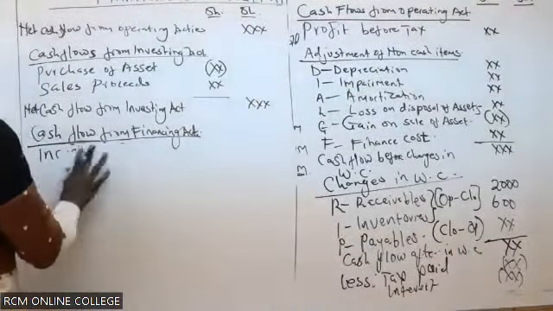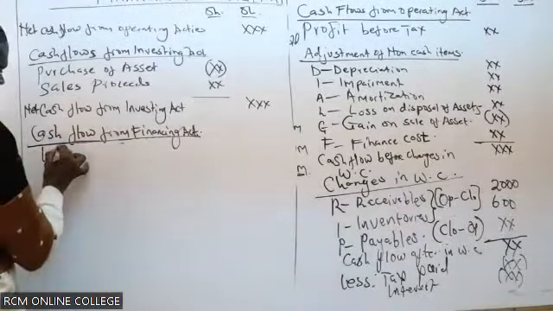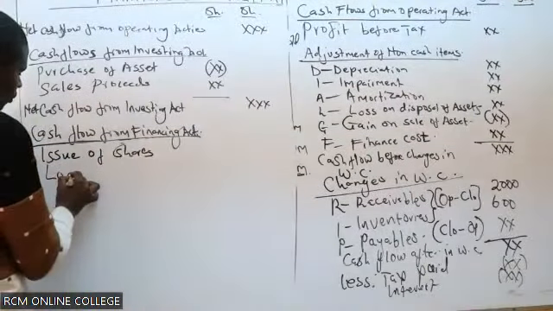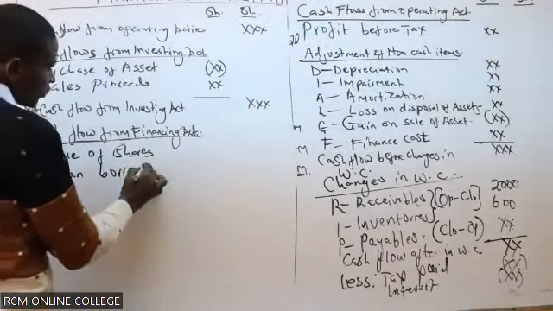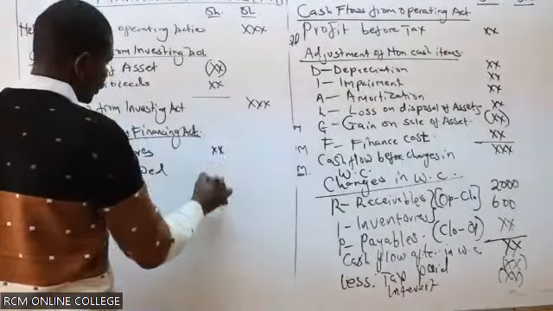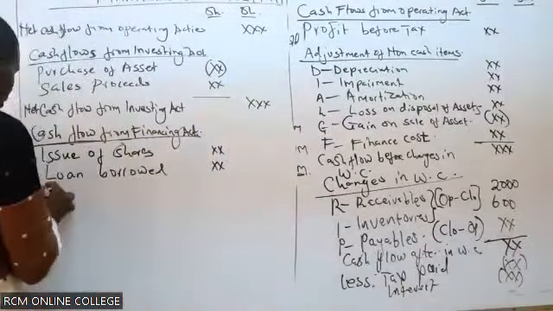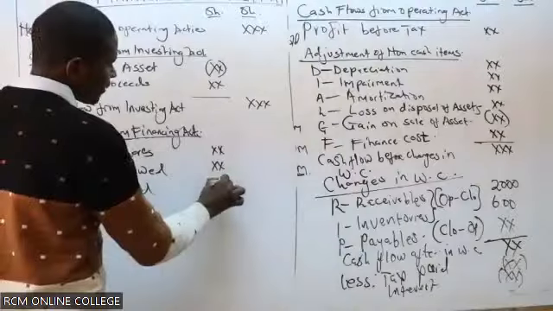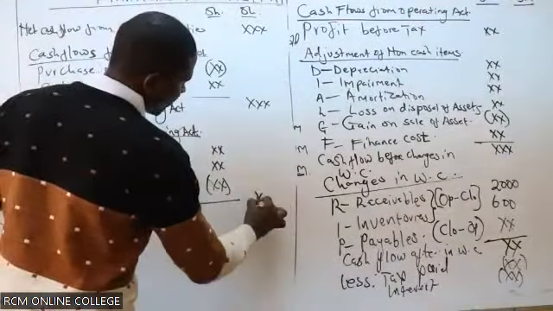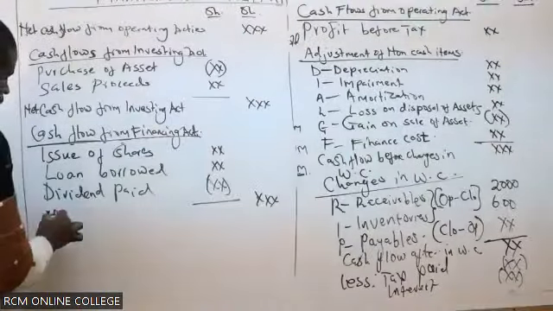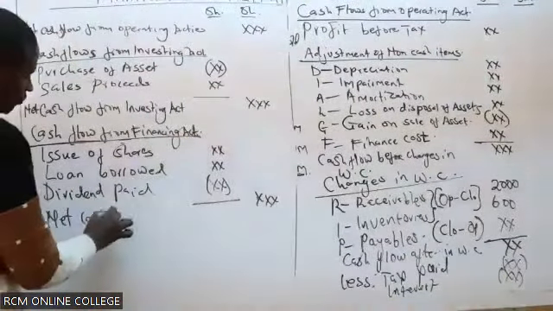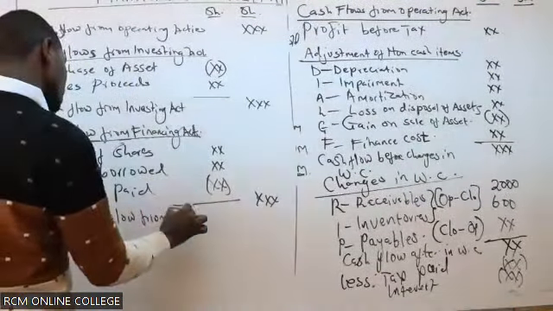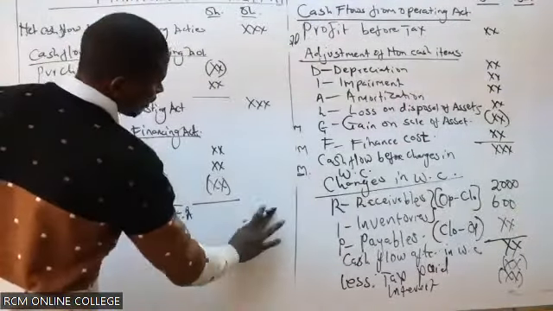Let me just go with the issue of shares. Loan borrowed. So when we issue shares, our cash increases. When we borrow a loan, it increases. Dividend paid. When we pay, our cash, what does it do? It reduces, and then we can get our net cash flow from financing activities.